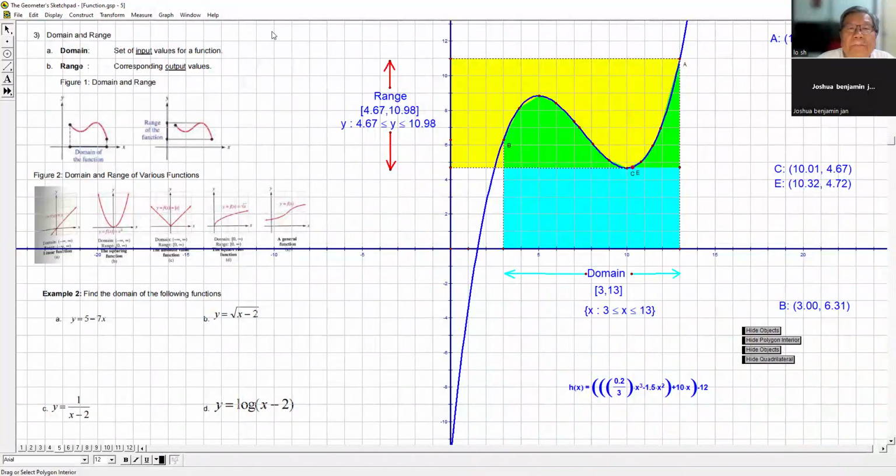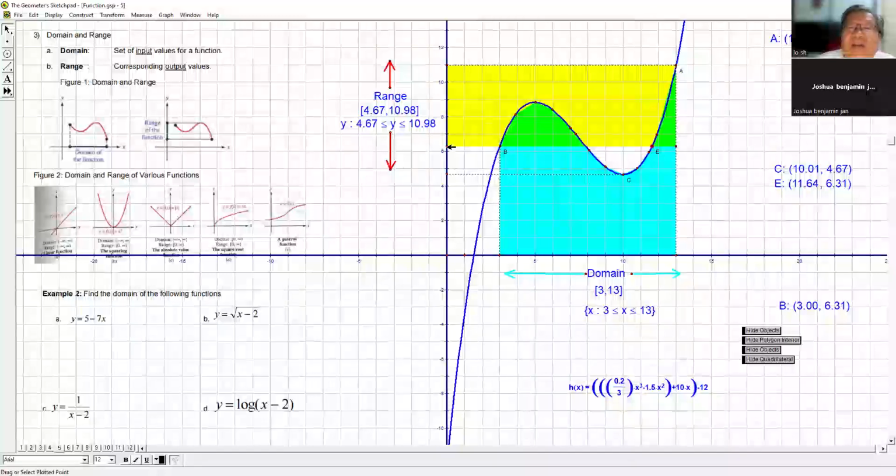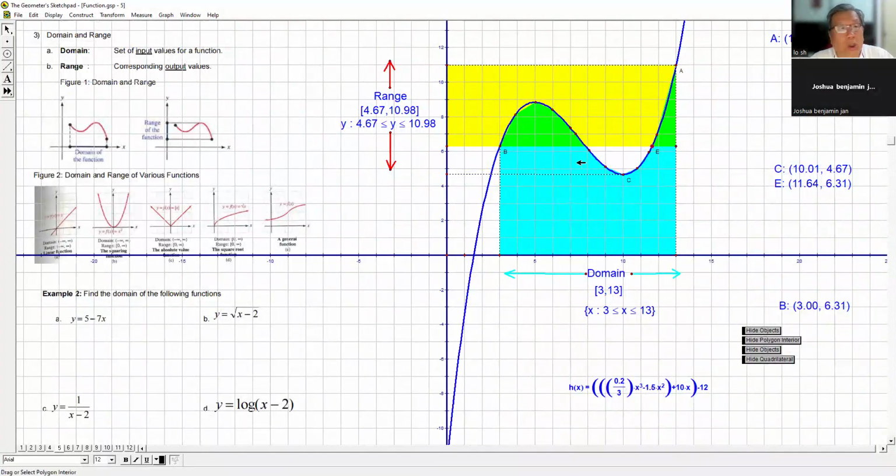So it is from 4.67 until 10.98. So this is the range. Don't say that, since the x stops at the B here, I take the range from here until here. Because A is here, the range is here. B is here, the range is here. Also from 6 point something until 10 point something? No. If you take 6 point something until 10 point something, then this part of the curve is not included. So you cannot take the two extreme points.